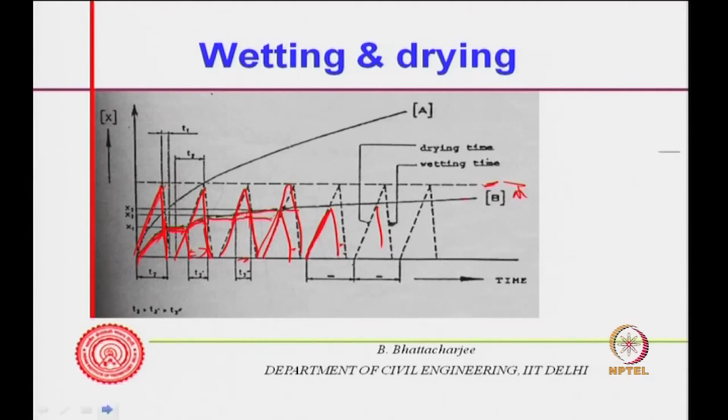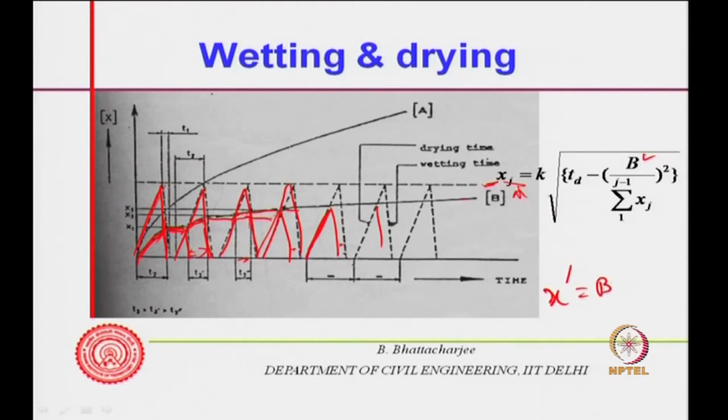So, one can algebraically formulate a formula like this, where B is the constant. The moisture penetration depth, if I call it x dash, is B under root T, because we said moisture penetration is also proportional to under root T. So, B is the constant of proportionality. So, x_j, with j going from 1 to j minus 1, where x_j is the carbonation depth progress during the jth cycle. So, sum up all the carbonation depth prior to the jth cycle, B divided by this.